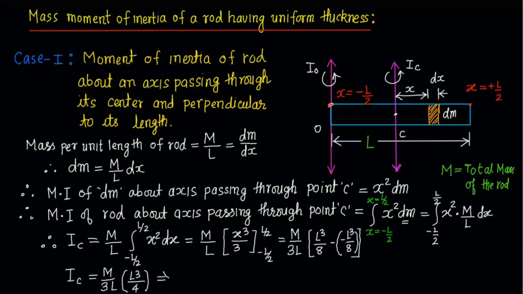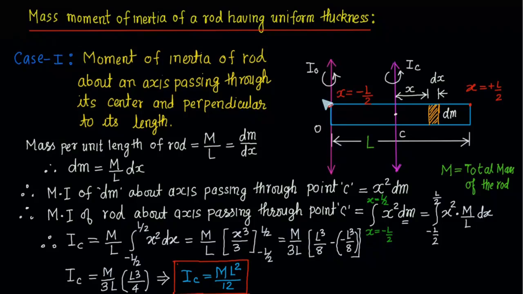And when you simplify this, you will get the moment of inertia of a rod about an axis passing through its center and perpendicular to its length. This l and l will get cancelled out, so ml square by 12, ml square divided by 12. So this is the expression of the moment of inertia of a rod about an axis passing through its center and perpendicular to its length.